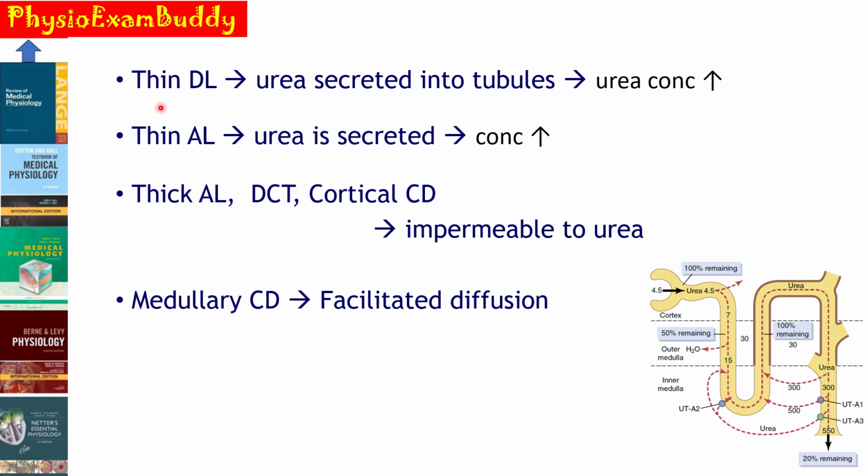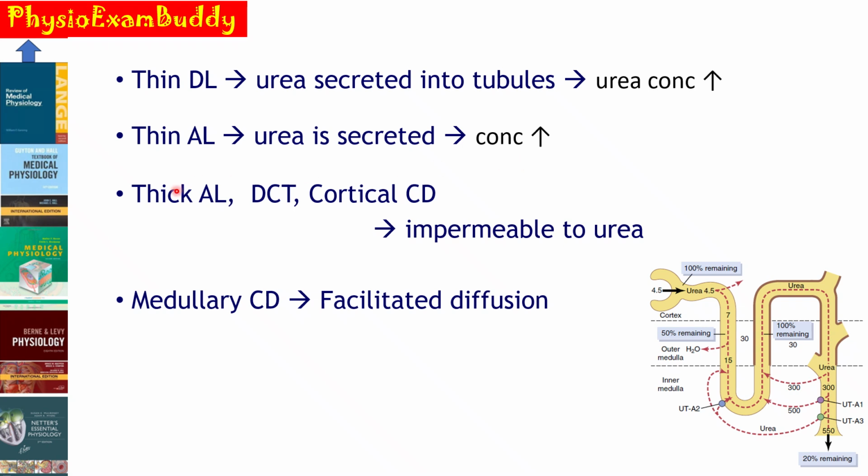Now, when the fluid reaches the thin descending limb, urea is actually secreted into the tubules from the interstitium. So, the urea concentration in the tubular fluid will increase. Now, when the fluid reaches the thin ascending limb, again urea is secreted, which will further increase the concentration of the urea in the tubular fluid.